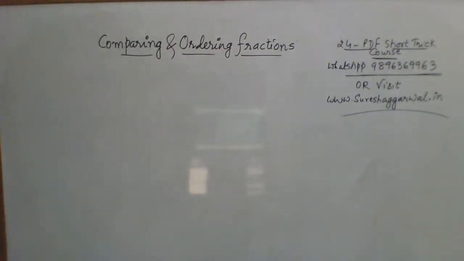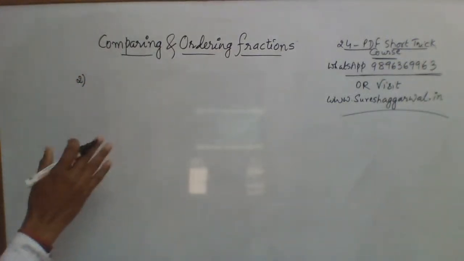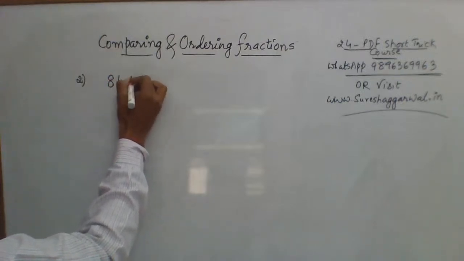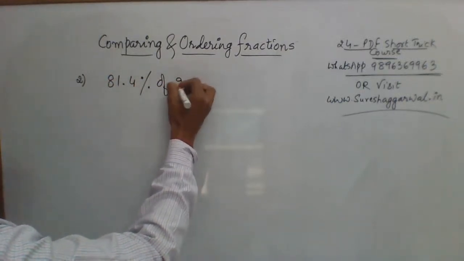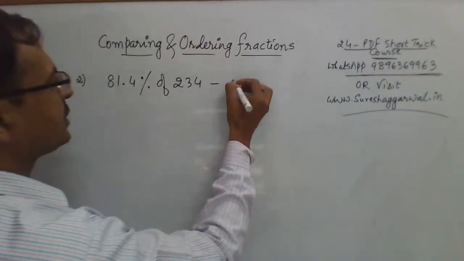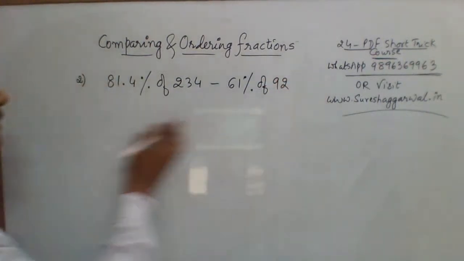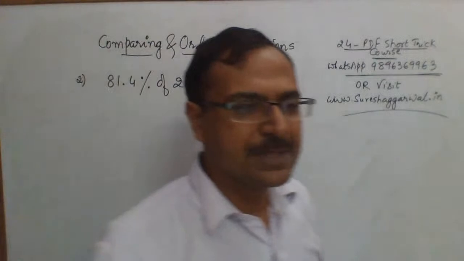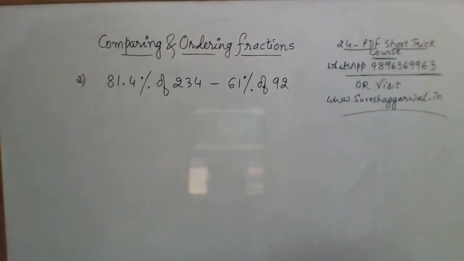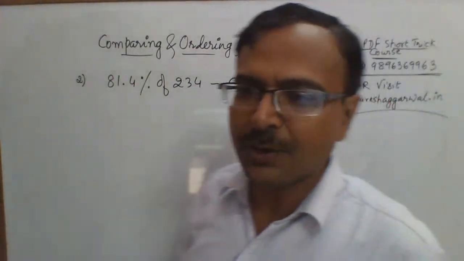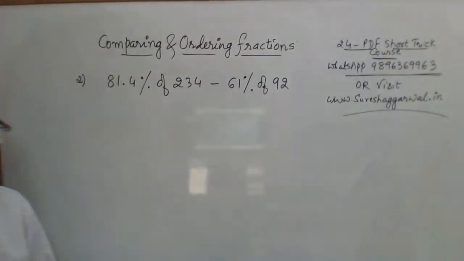Fine. The second question for today, a simple question of percentage now. 81.4% of 234 minus 61% of 92. Okay, now this is a difficult one. Let me see how many people answer this one correctly. So vertically and crosswise, that is going to help you out here. And somebody should come up with the answer, but it's a difficult question.